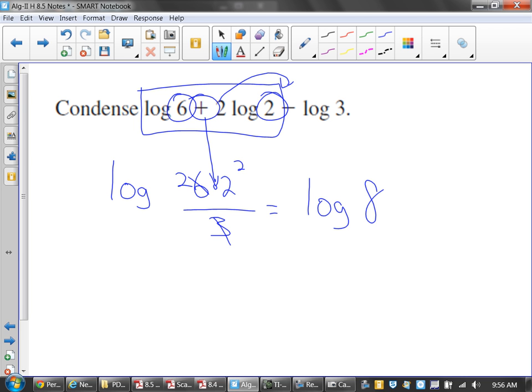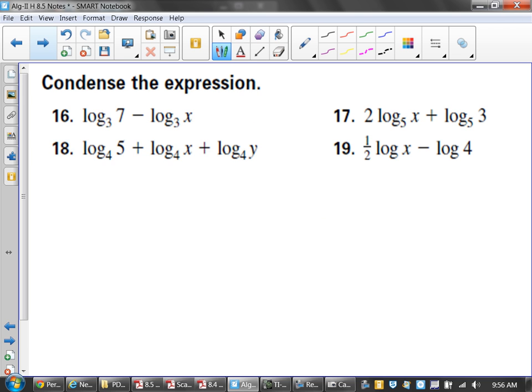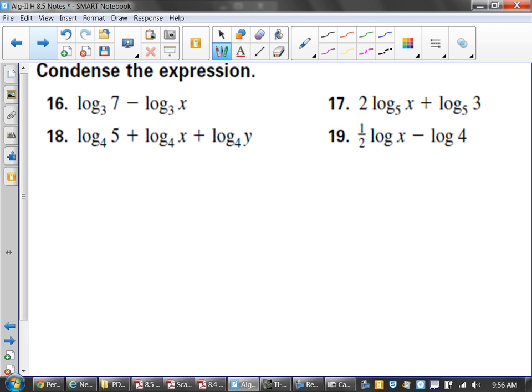Yeah. Okay. Try one of those. Let's do 18. Try 18 now.